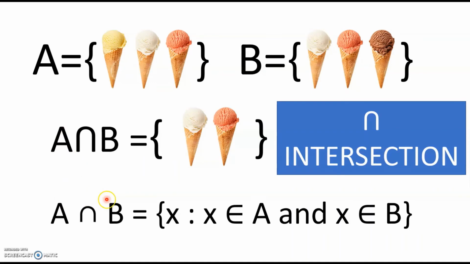So A intersection B can be written as a set of x such that x belongs to A and x belongs to B. So note the difference. Here we say AND.